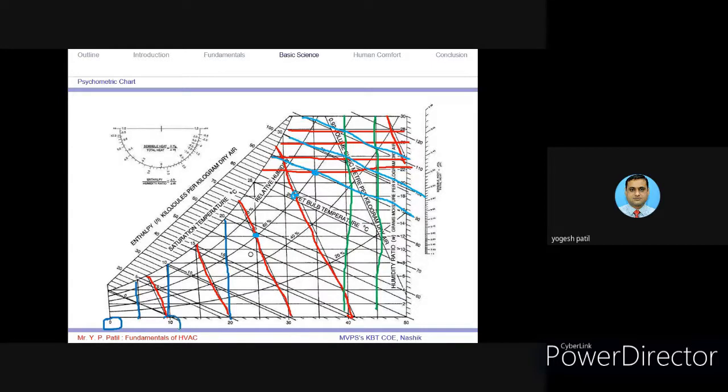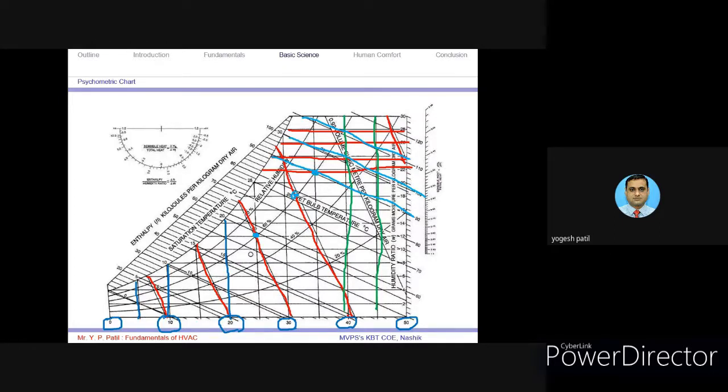There may be different scales available. In some scales, values may be given in degrees Fahrenheit. Here the values are given in degrees Celsius. So you can see all these values. First we understand this chart. Once we understand what the different things mentioned on it mean, then we can find these particular things. Otherwise it will be difficult to calculate the other parameters also.